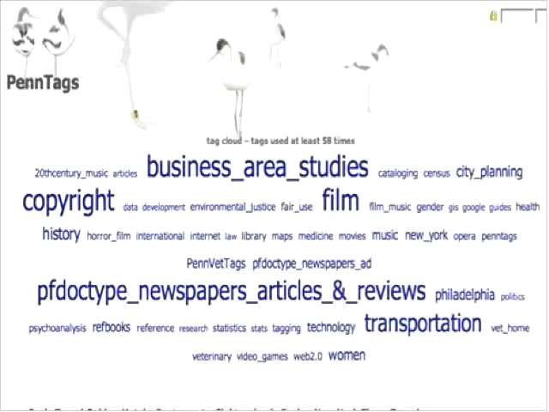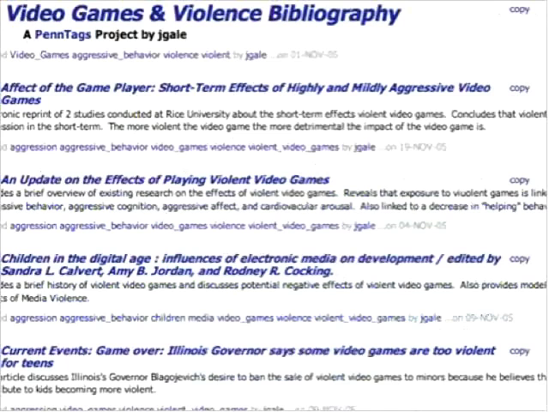Pen Tags is basically like Delicious. It's a social bookmarking site that was created specifically for use by students, faculty, and staff at the University of Pennsylvania. So members of the UPenn community can add websites, they can add books from the catalog to their collection of research materials so that they have all of their stuff collected in one place.